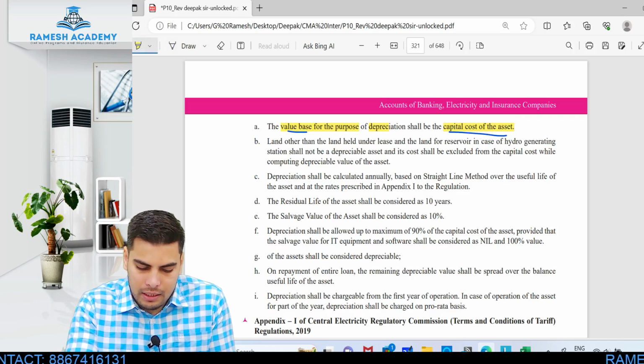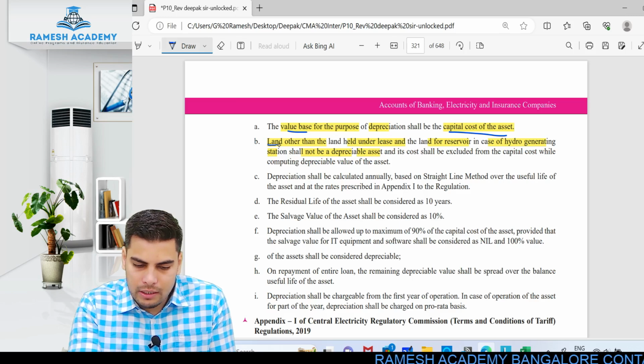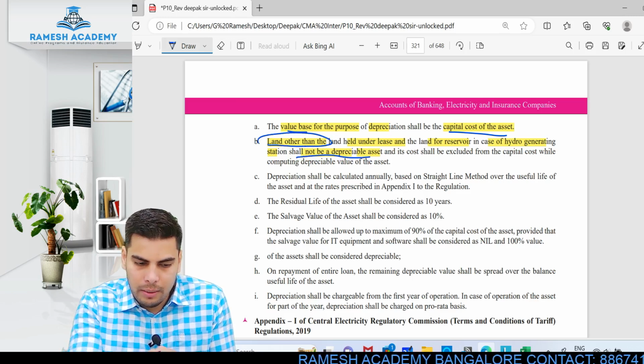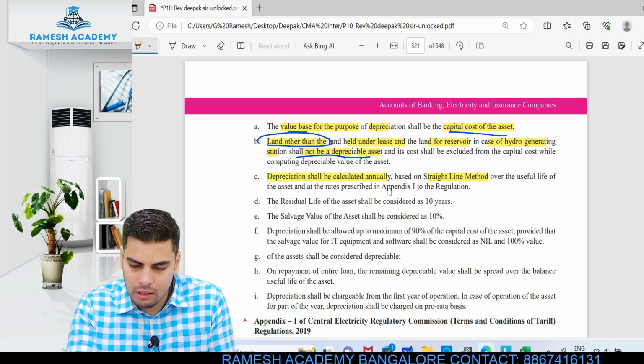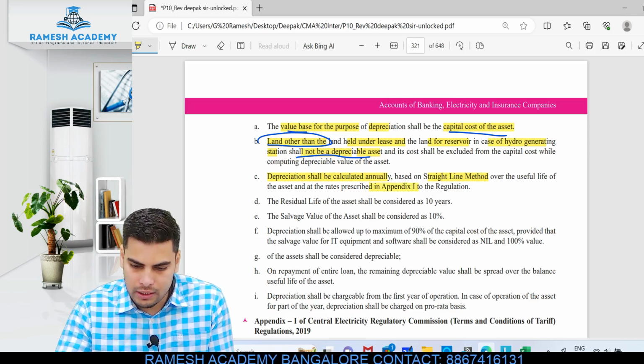And then the next thing is land other than the land held for the lease and the land for reservoir in case of hydro generating station shall not be a depreciable asset. Land will not be treated as a depreciable asset. Okay, so this shall not be treated as depreciable asset. Depreciation shall be calculated annually based on straight line method, whatever is the rate which is being prescribed in Appendix 1. Okay, let me just write these points.